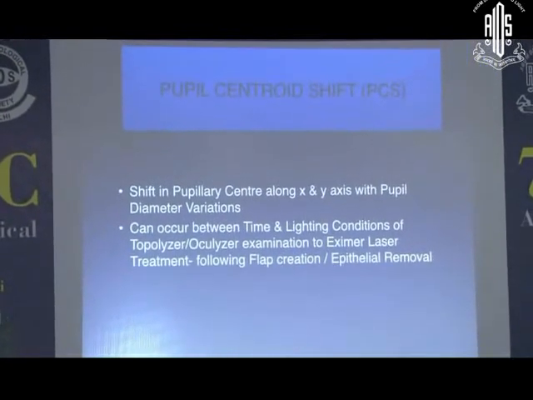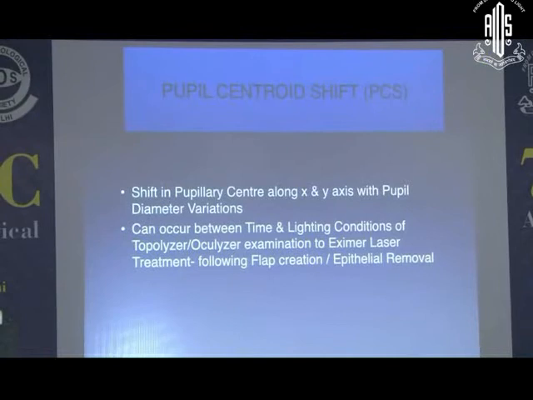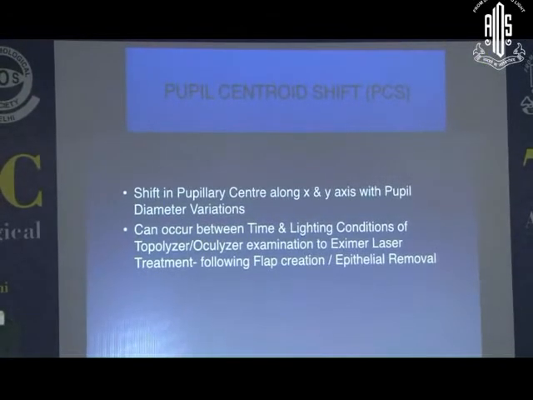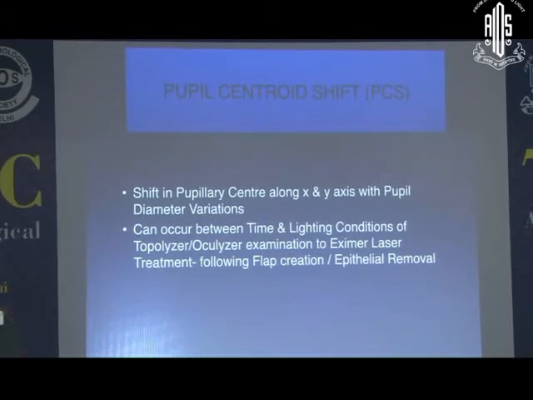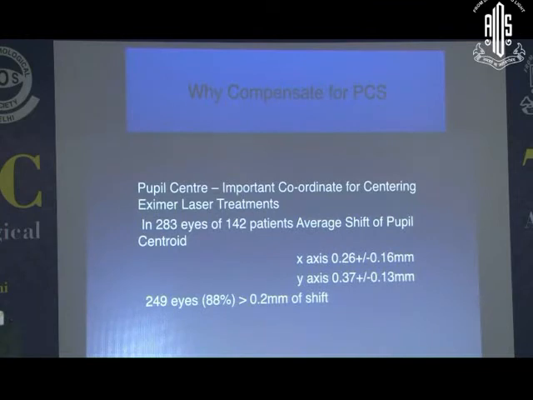Now, shift in the pupillary center along the X and the Y axis with pupillary diameter variations can occur between the time and lighting conditions of the pre-op diagnostics, that is the Topolyzer or the Oculyzer, and when the treatment is finally done after the flap creation under the excimer laser. Now, why compensate for the pupillary centroid shift? We found that in about 142 patients, 283 eyes which we studied, the shift of the pupil centroid was more than 0.2 millimeters in 88% of the cases.